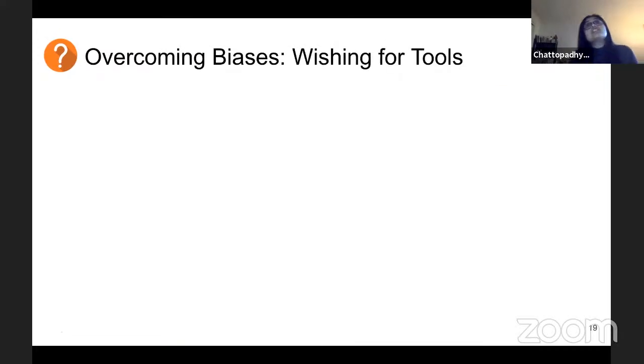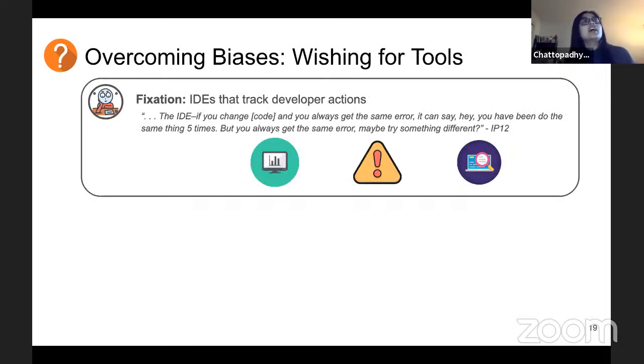Another reason for such a high percentage of developers agreeing with the bias is they pointed out there is a lack of tools that target each of these biases in their work. For example, for fixation, a developer pointed out that if an IDE can detect that you always get the same error and you're always working on the same part of the code, say 5 times, 6 times, then the IDE can say, hey, you're getting the same error, maybe you can try something different.